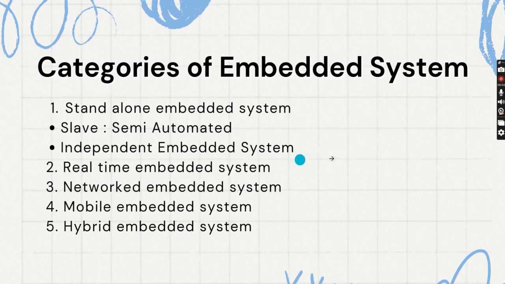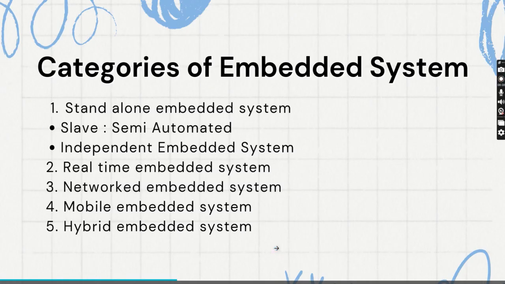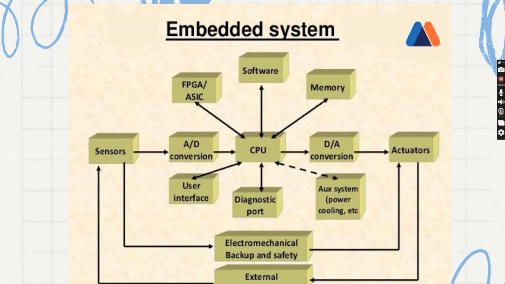Another category is the real-time embedded system. In real time, it takes real-time input and gives real-time output. A network embedded system is like a mobile network, connected to Wi-Fi or network-based. A mobile embedded system is one that moves from one place to another and also does its particular work, like automobiles. And a hybrid embedded system is a combination of any two or more of these types of embedded systems. Further topics will be explained by my friend Aniket.